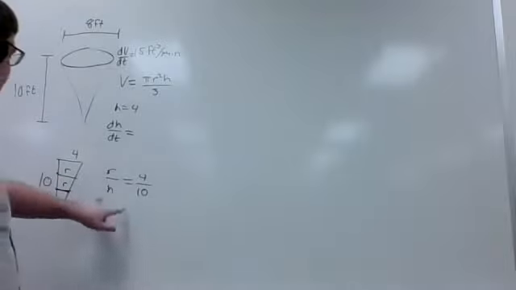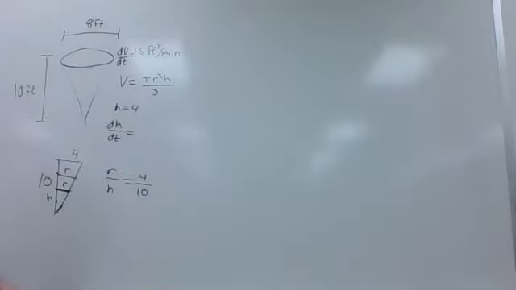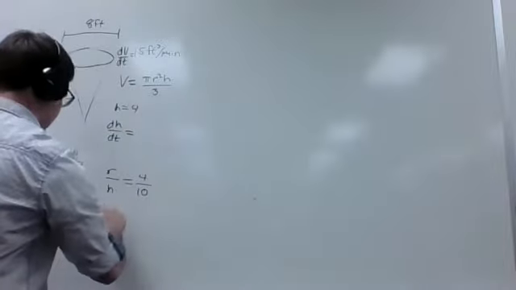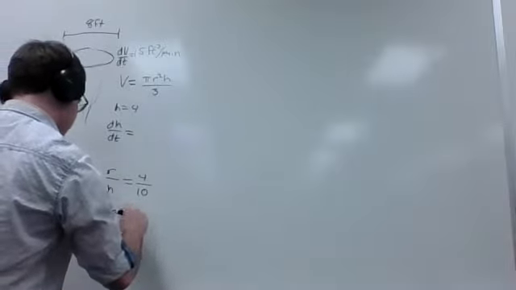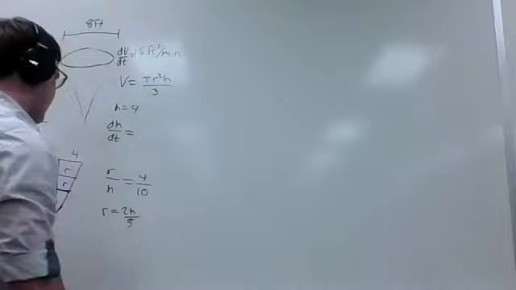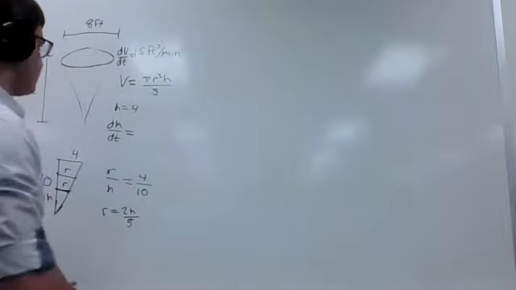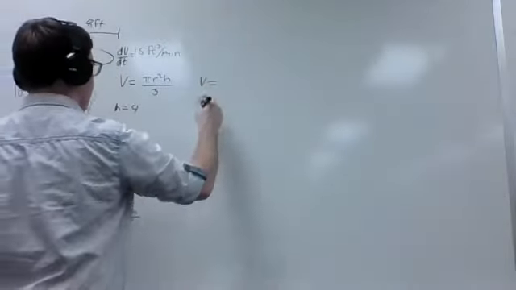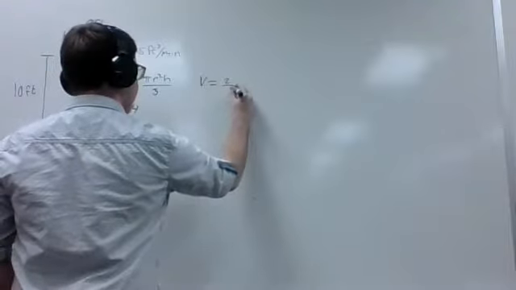And so now we have an expression that we can relate r and h, so we can replace one of those variables. And I feel like I'll replace the r. So r is equal to, that would be 2h over 5. And now we can simply just substitute out this r in our equation. So our volume is going to be equal to 2 over 15.